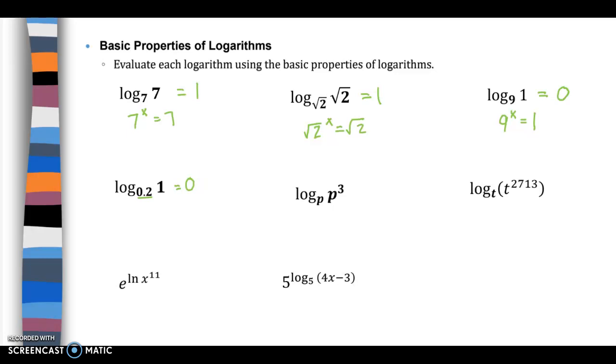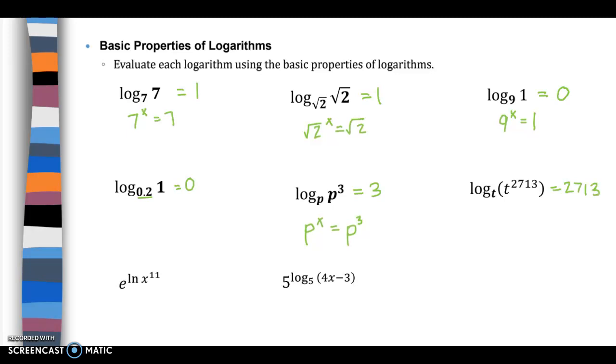Okay, so now log base p of p cubed. Well, one of our properties is that if we have log base b of b raised to a power, it's just going to equal that power, 3. Also think of it as p is my base, raised to what power is going to equal p cubed? Well, x has to be equal to 3 in order for the sides to be equal. Similar here, this one is just going to be our exponent, 2,713.